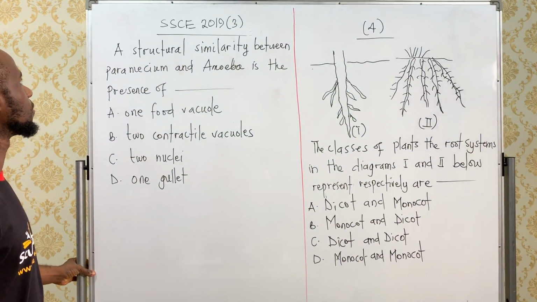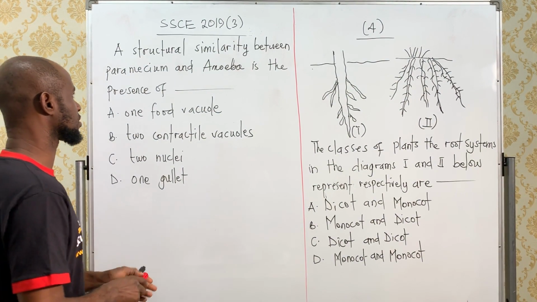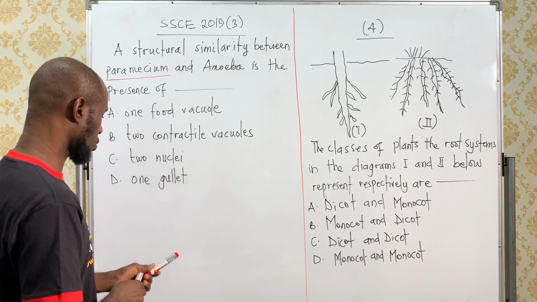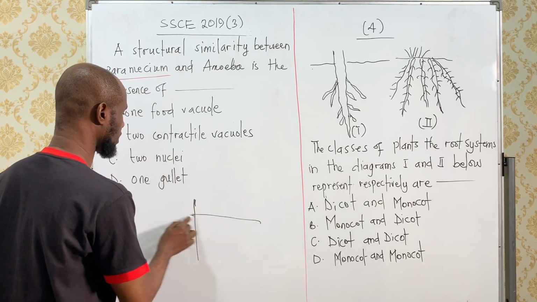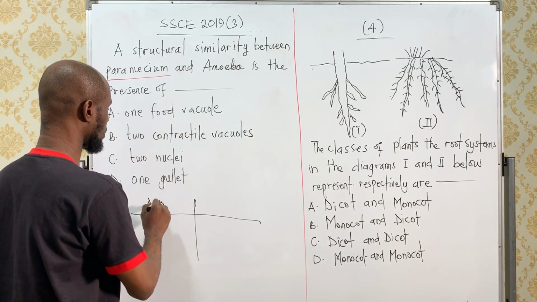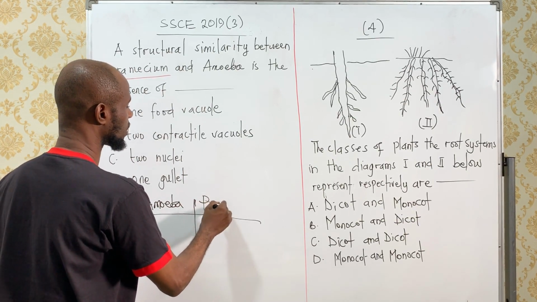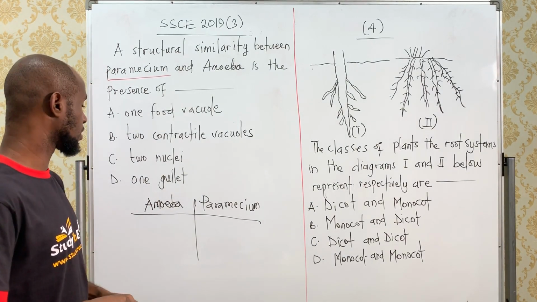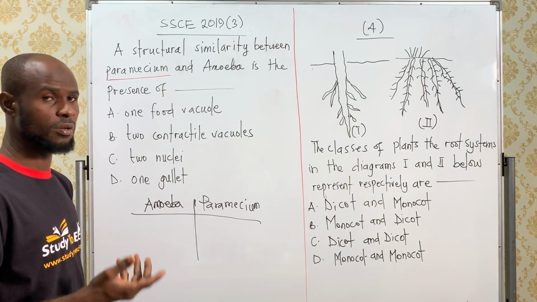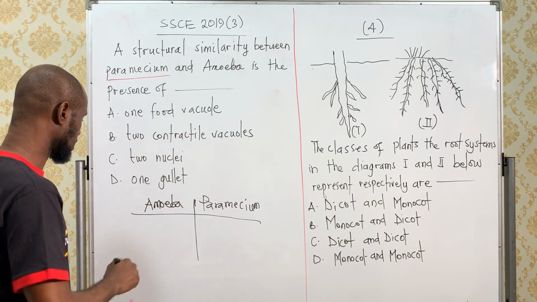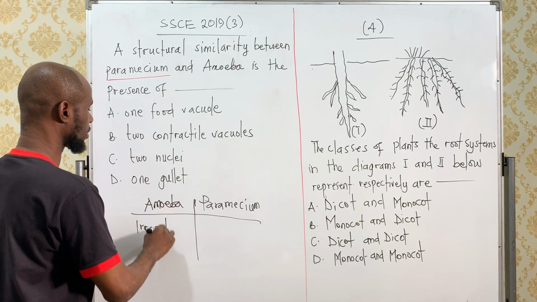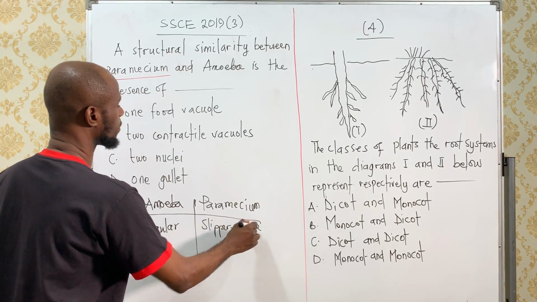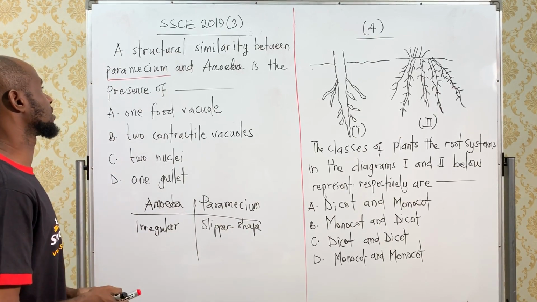Let's go to number 3. A structural similarity between paramecium, let's underline paramecium here, and amoeba is the presence of dash. So let's have a table here. We have amoeba, then we have paramecium. Let's look at our options. Don't forget amoeba is an irregular shaped organism, is unicellular, and paramecium is a slipper shaped cell.